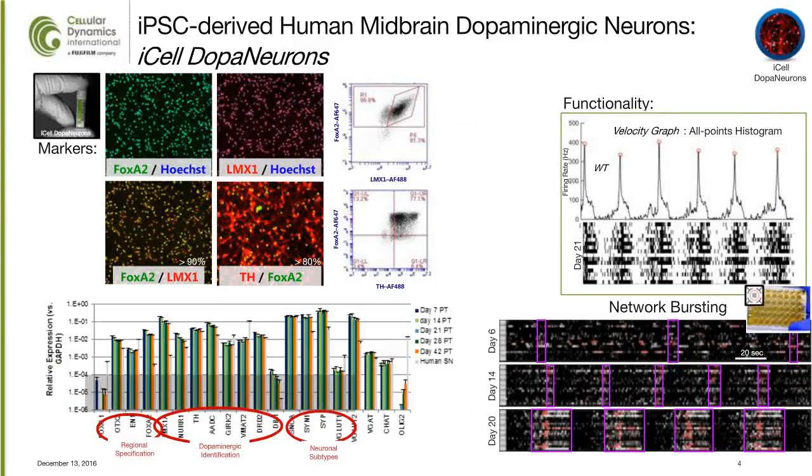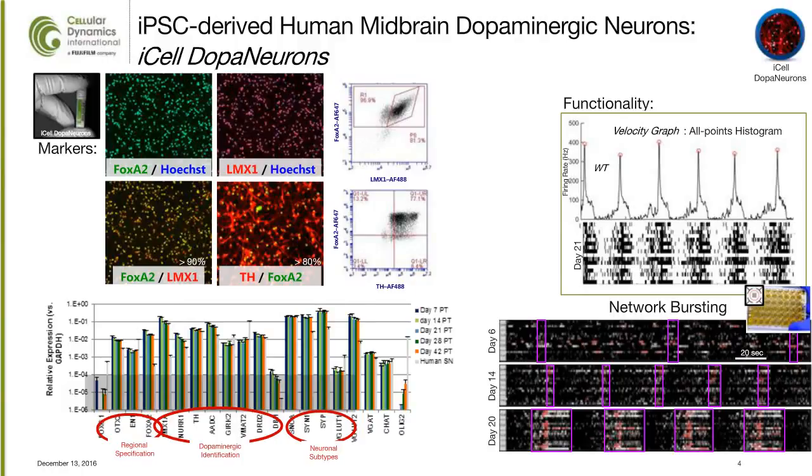For the human Parkinson's model that I'll present in a moment, I'll first introduce the iCell dopaNeurons, which, similar to the iCell neurons, is a neuronal product. However, in this case, it's a midbrain dopaminergic neuron that expresses over 90% co-expression for FOXA2 and LMX1, and over 80% for TH, which is tyrosine hydroxylase.